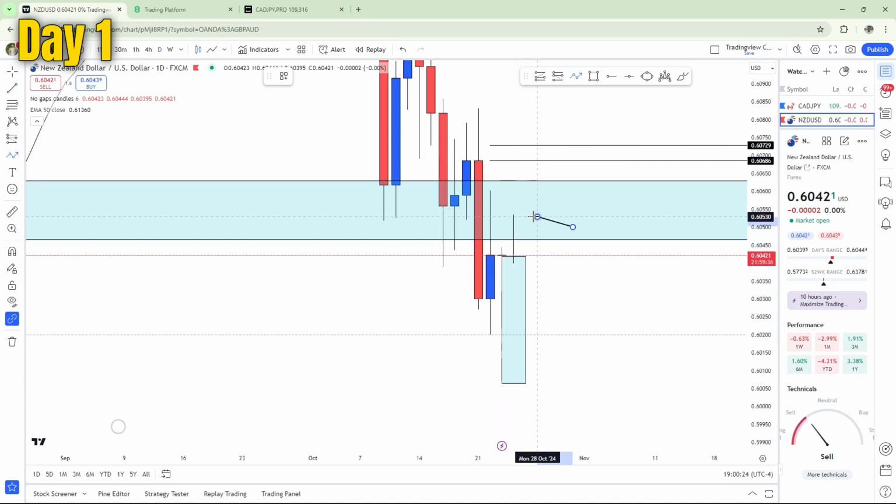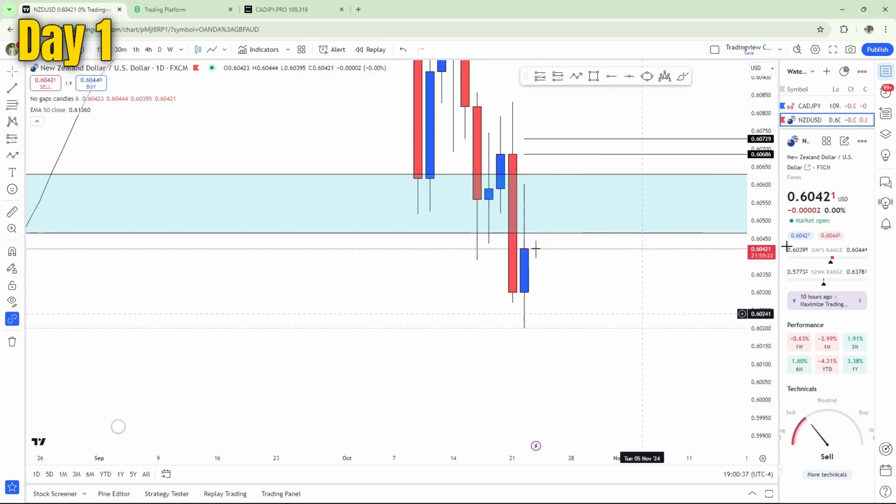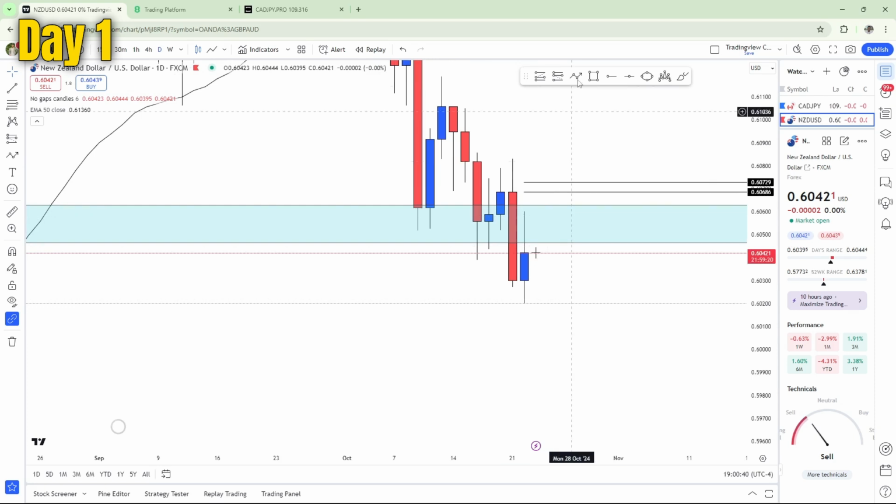So I'm kind of happy with where I have my stop losses at, just because it is higher than this previous candle right here. And I think it's in a good spot. But again, we'll see. We don't know what the market is going to do yet. I am expecting price to come back up into the zone and then shoot back down.